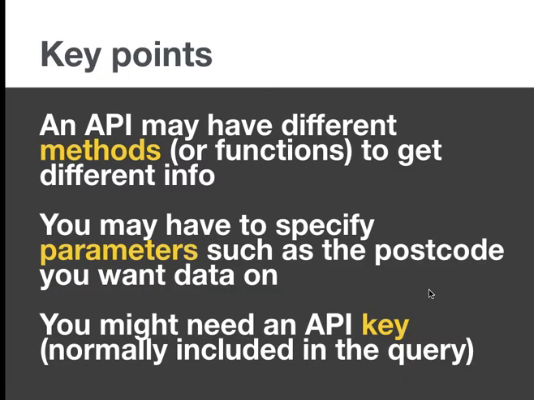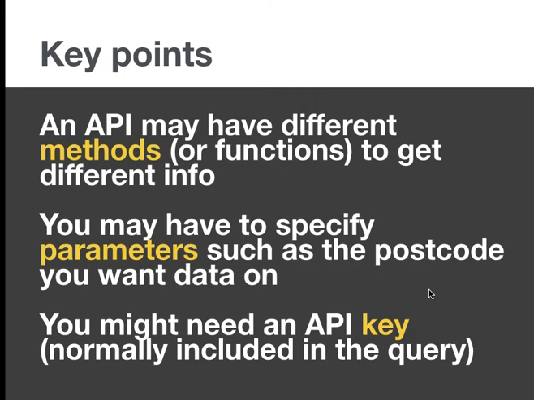So some key points to sum up there. First of all, we've got this jargon of methods. An API might have different methods. These are just different questions that you can ask. And normally they are used by changing the URL that you're using to ask the question and get the data.